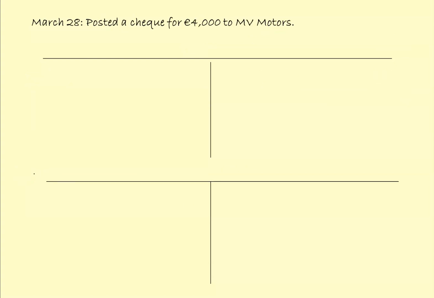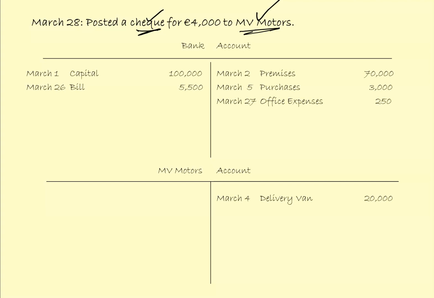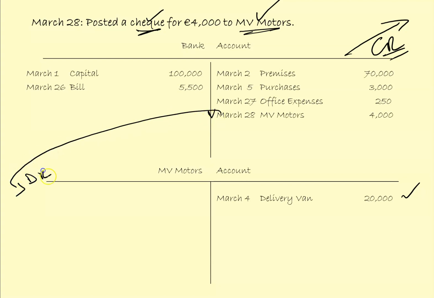March the 28th, posted a check, implies bank, to MV Motors, so I need the bank account and MV Motors account. Now, as you already know, we have both of those, so if you look back up, you have a bank account, quite a few transactions on it, and you have an MV Motors account with one transaction on it from March the 4th. Now, we're paying money, we're sending a check to MV Motors, so we're going to credit the bank, it's money going out of the bank, so I'm going to write in here, March the 28th, MV Motors 4,000, and then down here I'm going to write the transaction in on the debit side of MV Motors account, March the 28th, bank 4,000.